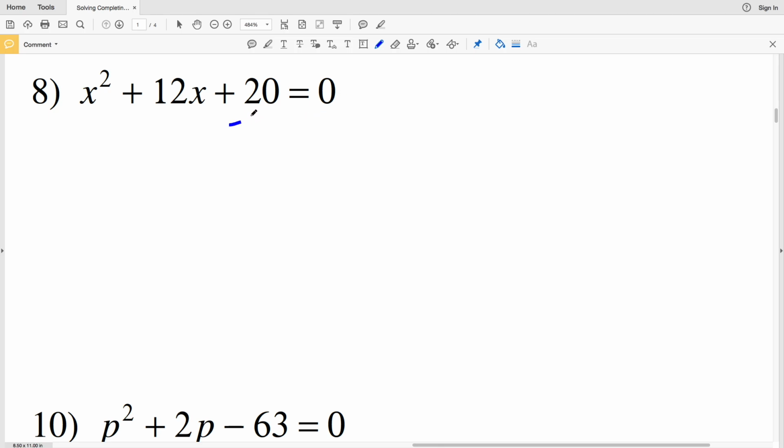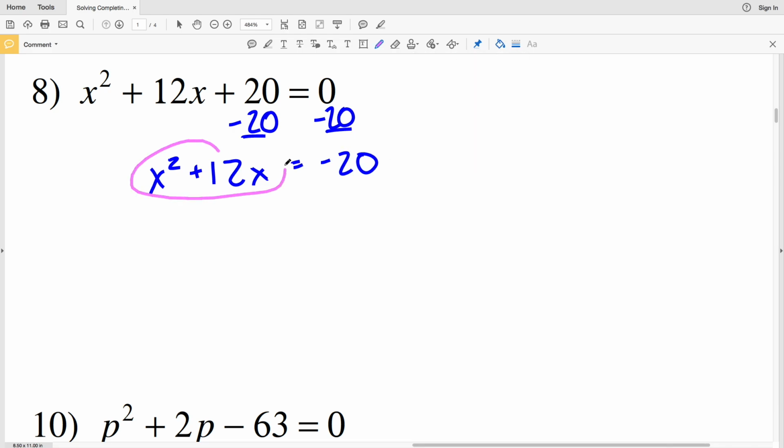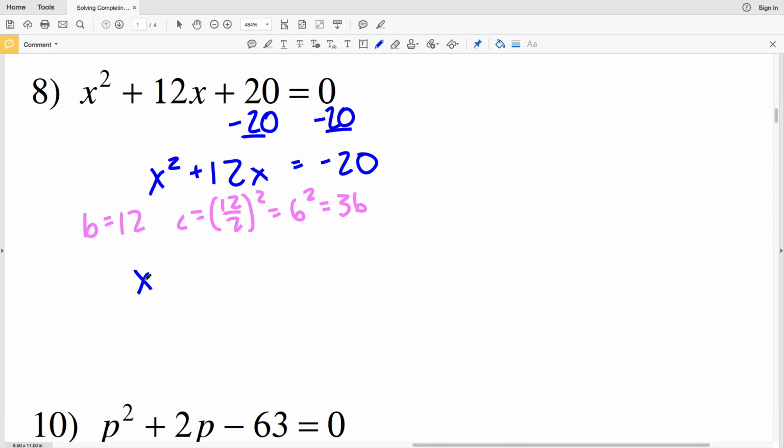Now, for number 8, we'll start by subtracting 20 from both sides. So I'll have x squared plus 12x equal to negative 20. Now I need to solve for the c value, which completes the square on my left-hand side. If my b value is a positive 12, my c value is going to be 12 divided by 2 squared, which is 6 squared, which equals 36. So I'm going to have x squared plus 12x plus 36, and that's going to be equal to negative 20 plus 36. Since I added a 36 to the left, I need to do so to the right.